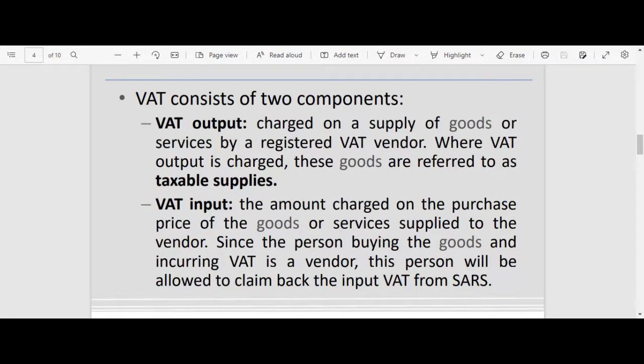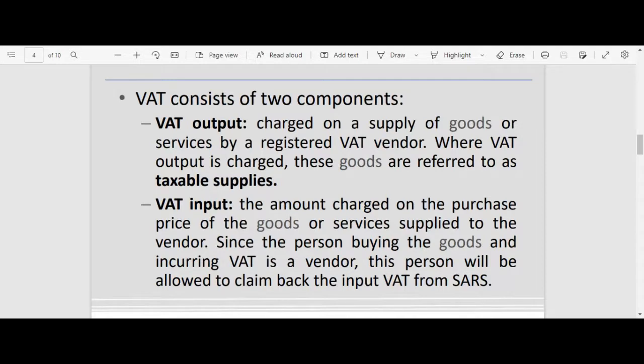The taxable supplies, on which they must add the VAT output and for which they are allowed to claim the VAT input, are kept separate from the exempt supplies, where they are not allowed to charge output VAT, but they're also not allowed to claim the input VAT.